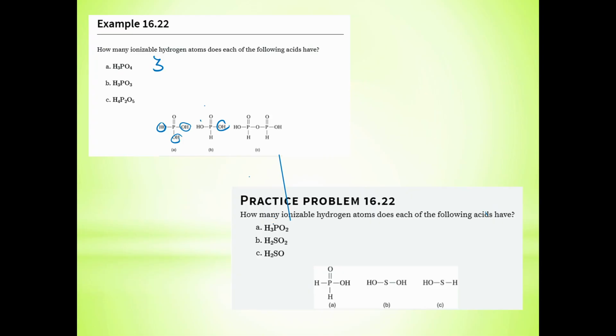B is phosphorus acid. It's missing 1 oxygen. I don't know if you guys remember from last semester, but -ic versus -ous tells you how many oxygens are there. So phosphoric has more oxygens than phosphorus, but we lost an oxygen, so now we only have 2 ionizable. And the next one, even though we've stuck extra things together, it's still those two guys that ionize.